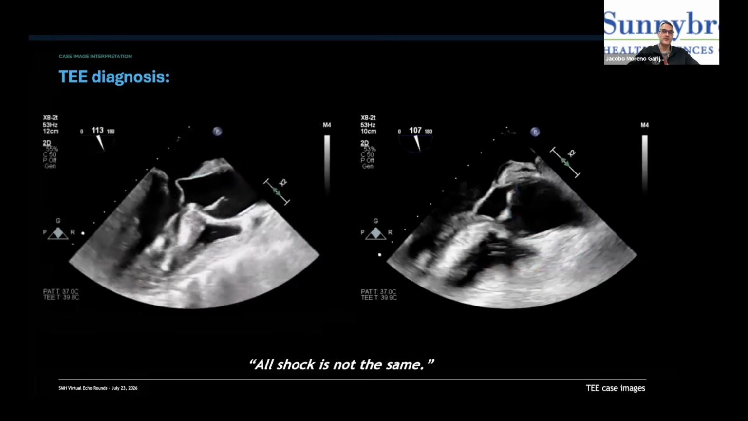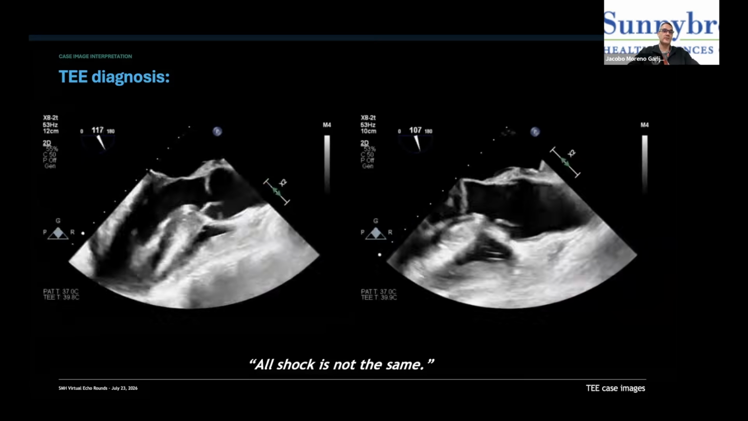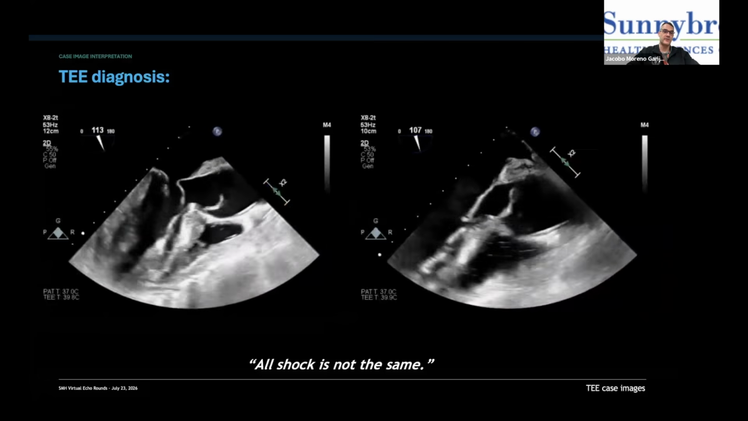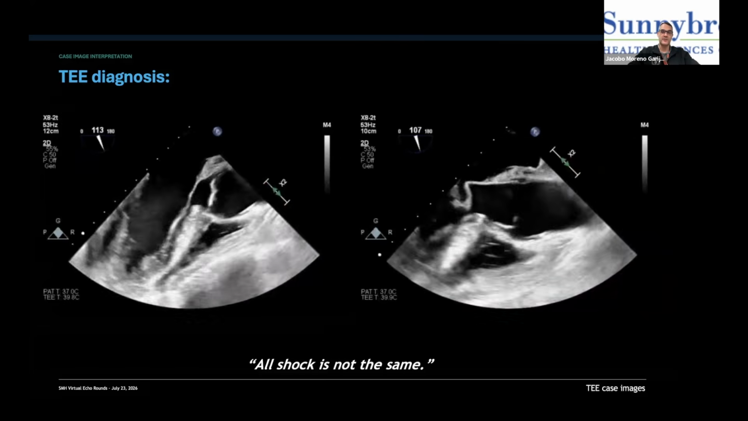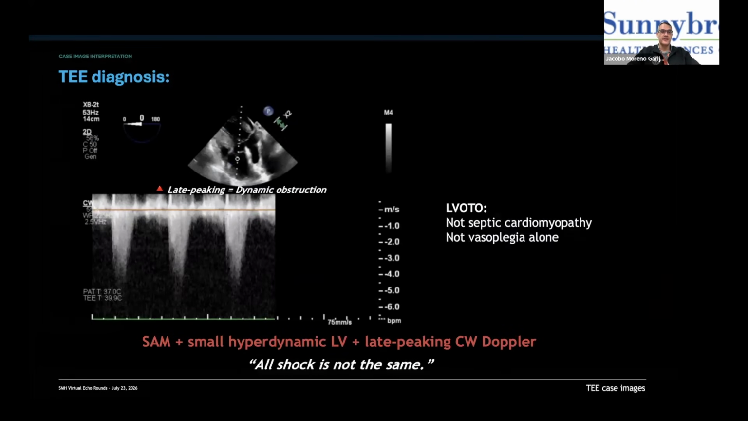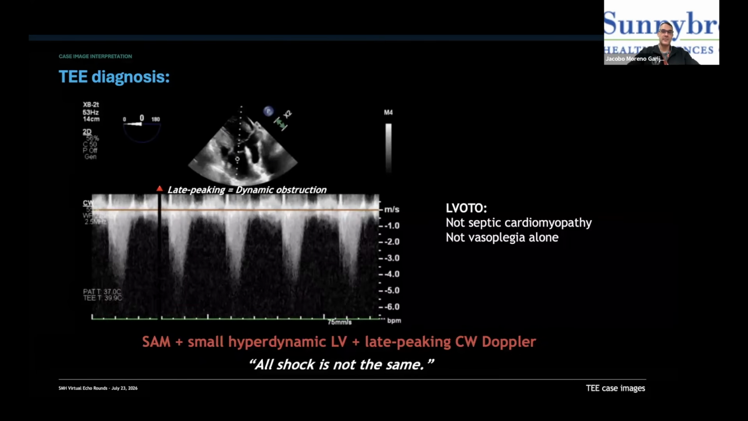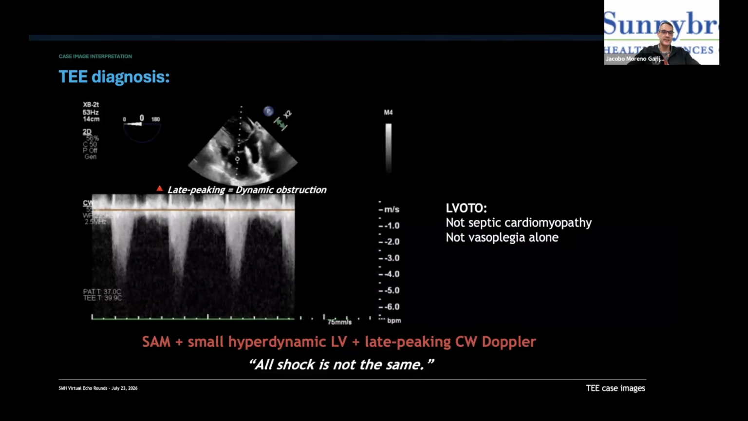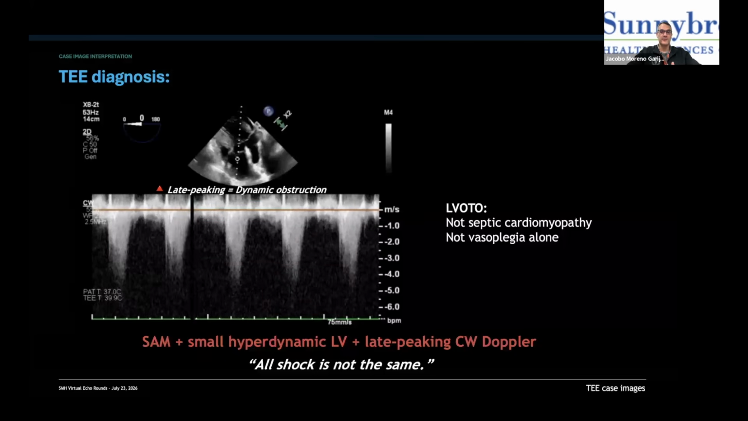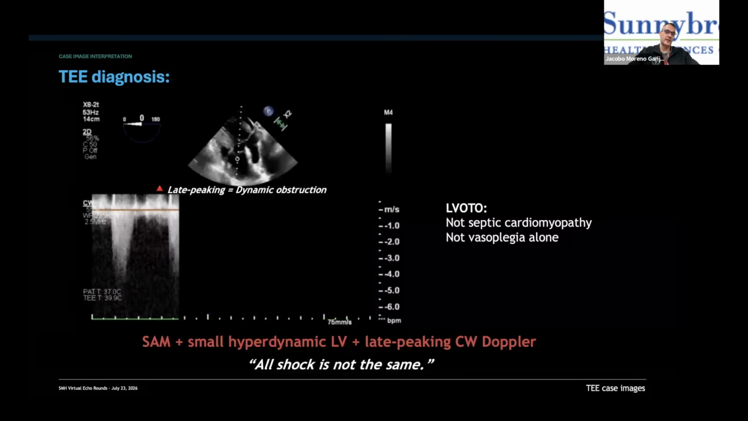Here we have other views, and you can really see this mitral valve moving into the LVOT, and how, when that happens, the coaptation of the anterior leaflet with the posterior leaflet opens, and you have the posteriorly directed jet. Instead of a typical aortic stenosis pattern, it's late peaking. So this is basically SAM, a small hyperdynamic LV, and late peaking continuous wave Doppler. This is not septic cardiomyopathy, this is not vasoplegia alone. There is something else going on.